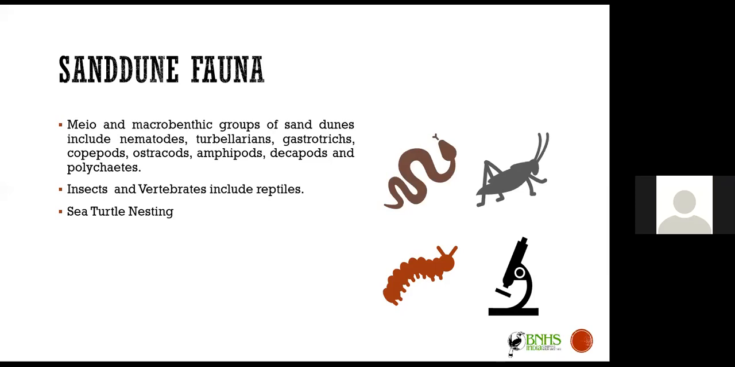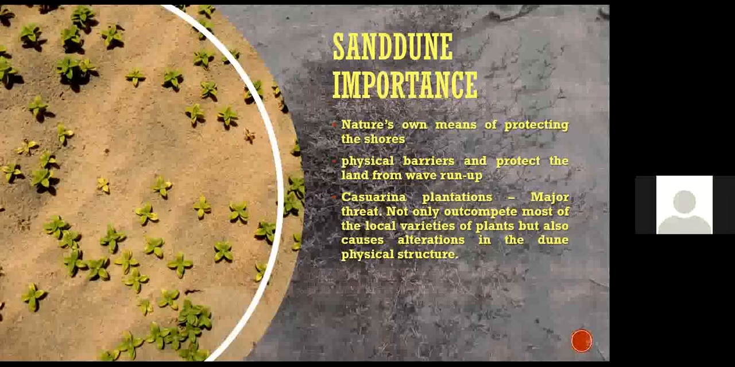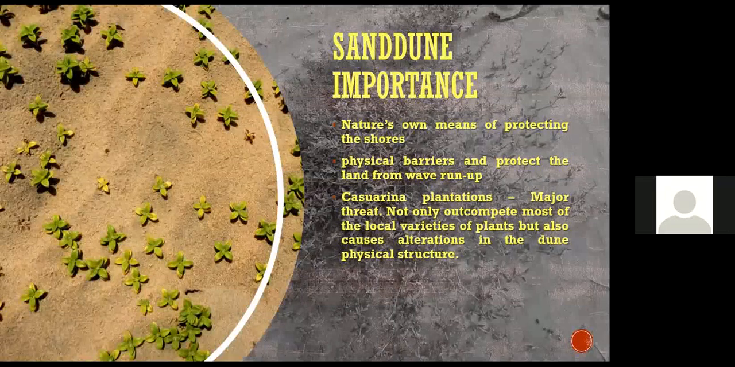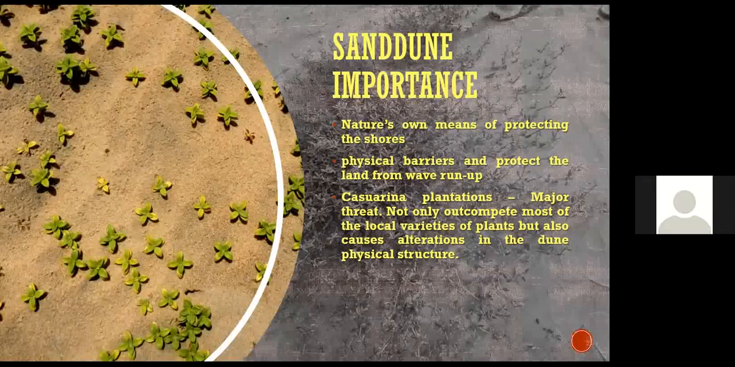What is the exact importance of the sand dune in general? We can say that nature has its own way of protecting the shore. It is a physical barrier and protects the land from heavy waves, obviously. Then casuarina plantation is the most important threat to sand dunes or sand dune vegetation. How does casuarina really affect it? Because this evergreen overgrows and dominates the other natural vegetation there. Not only this, but it also alters the physical structure of the sand dune, which will ultimately affect the other benefits of the sand dunes and sand dune vegetation.